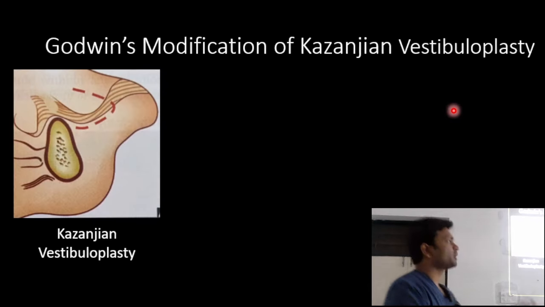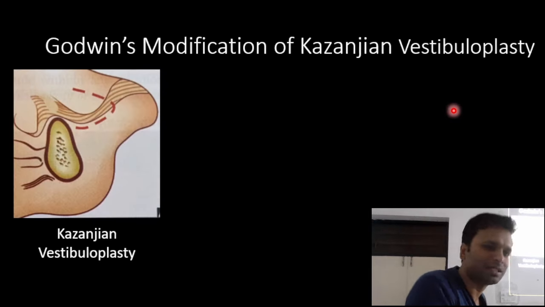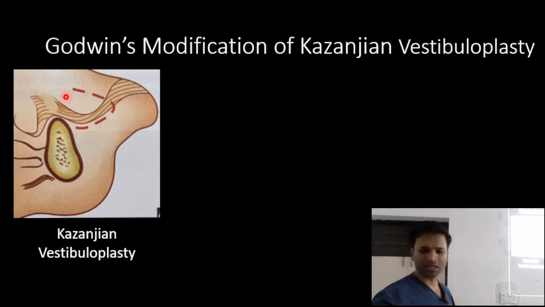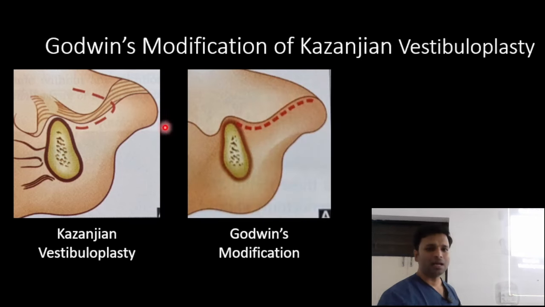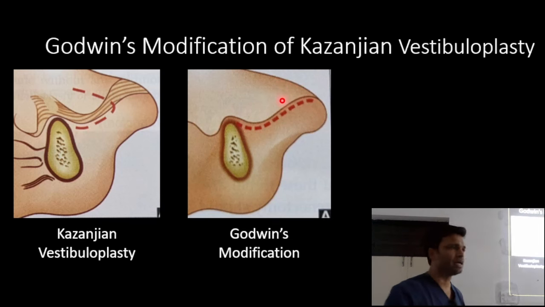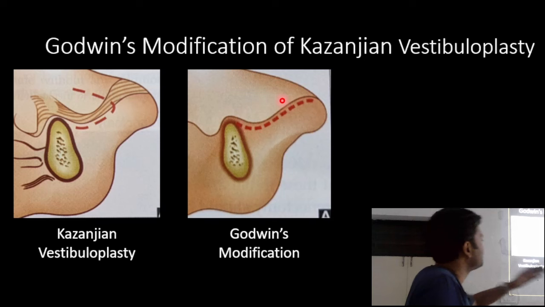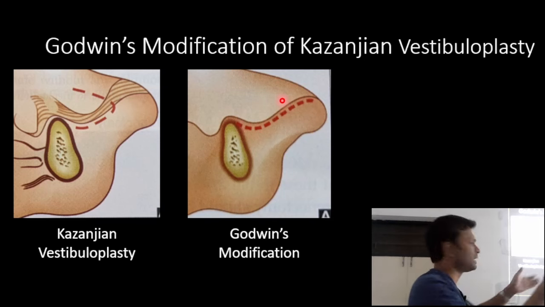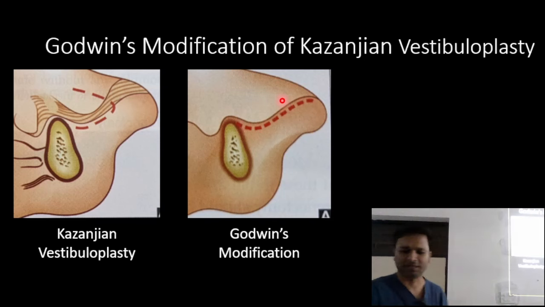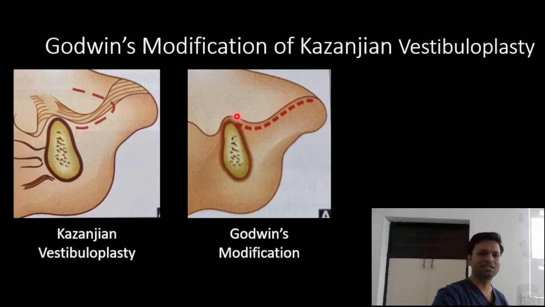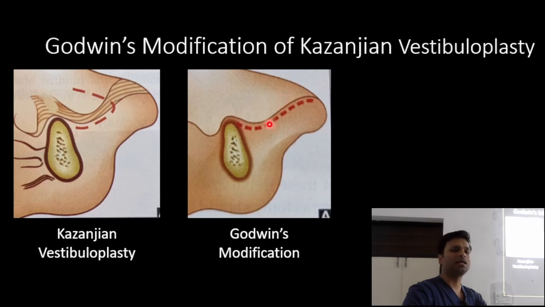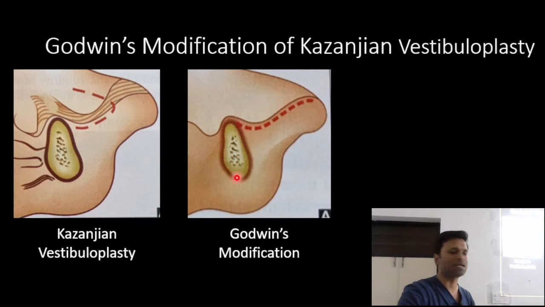Then there is a modification of Kazanjian's vestibuloplasty. Can you see this? This is the Kazanjian vestibuloplasty. And there is Godwin's modification in which the length of the flap is up to the vermilion border of the lip. Okay. So in Godwin's modification we have the longer flap and in Kazanjian's comparatively a shorter flap. That's it. Okay. The procedure is the same. We remove the submucosal connective tissue, and we just suture this to the desired depth.